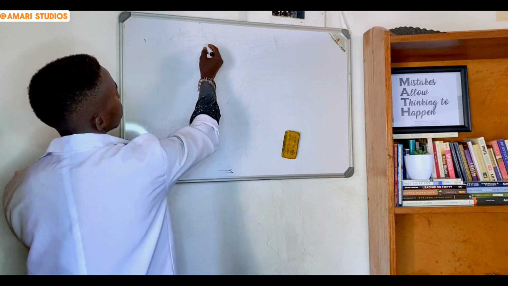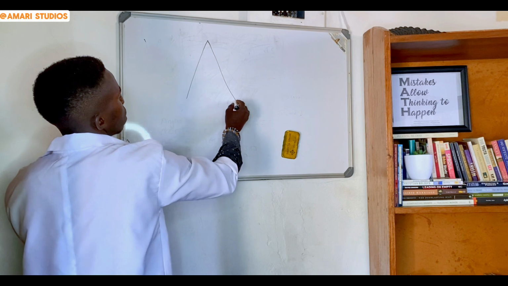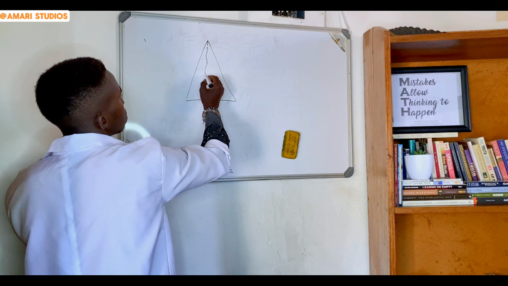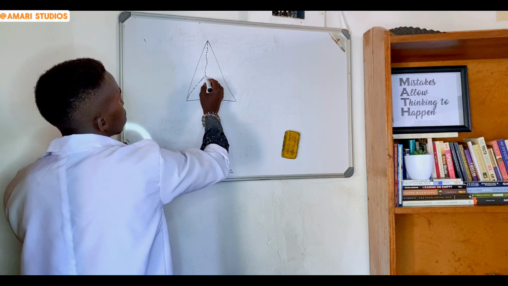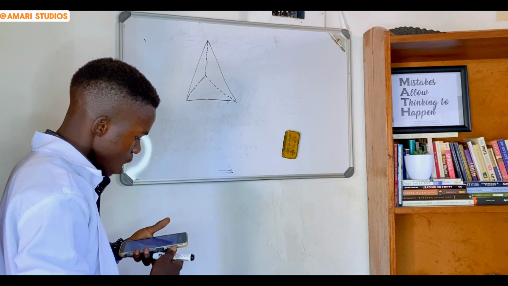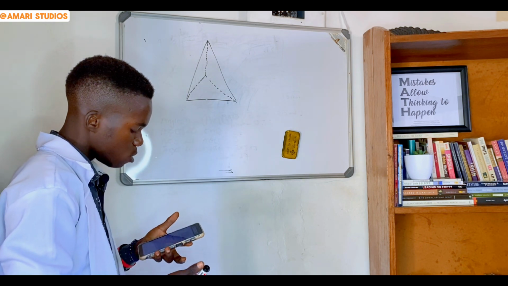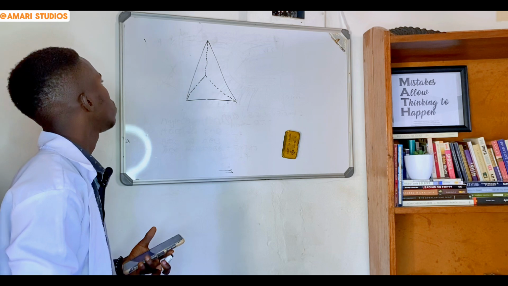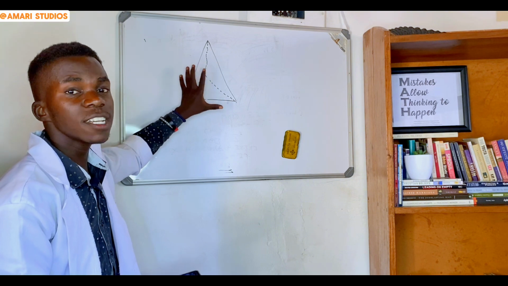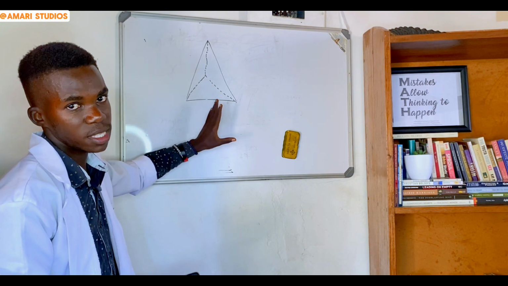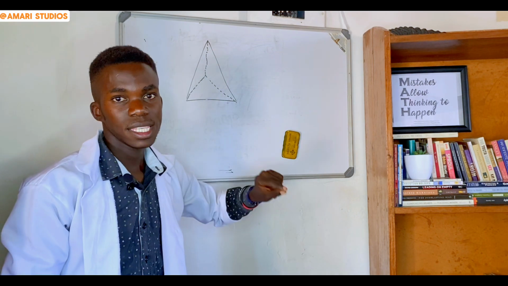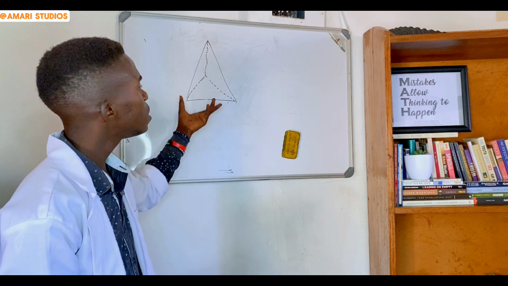So we have been given a triangle, and then some dotted lines. The question is saying, how many faces does the solid below have? This is actually a pyramid. Specifically, it is a triangular pyramid. Now, a triangular pyramid always has 3 faces.